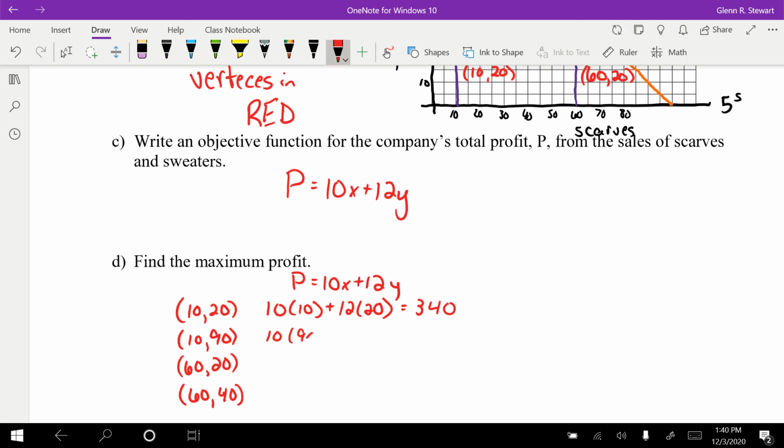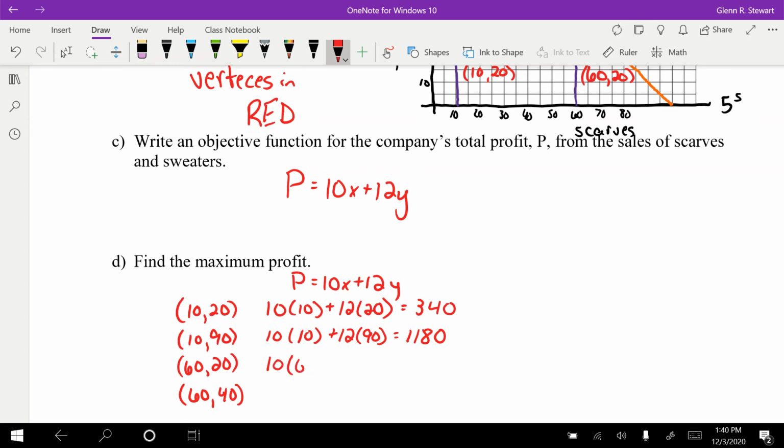10 times 90 plus, I'm sorry, 10, back up here, mixing my numbers up. Should not do as a math teacher. 10 times 10 plus 12 times 90. 12 times 9 is going to give me 108, so 1180.